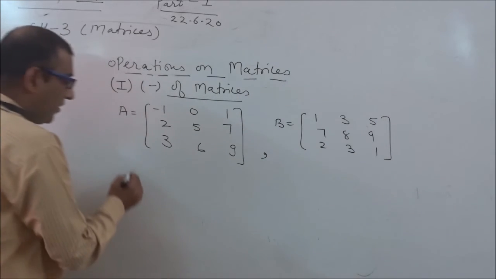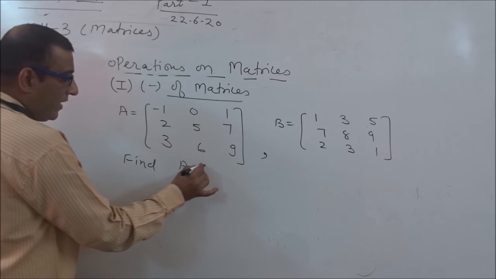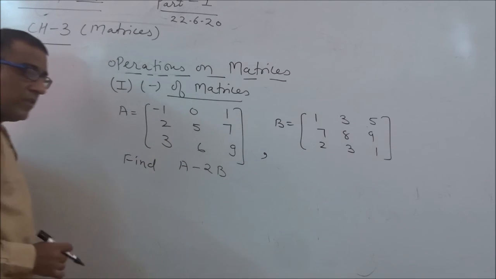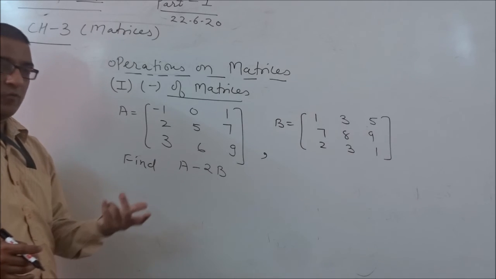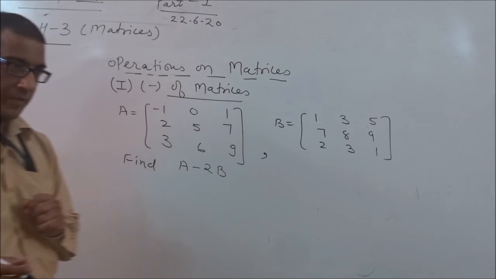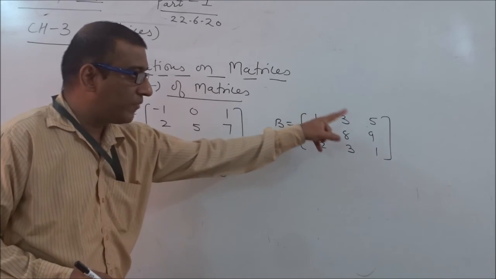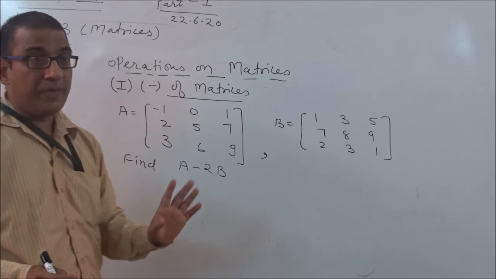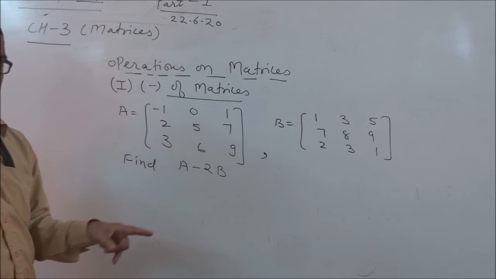Now my question is, we have to find A minus 2B. So first we have to go with 2B. What is the meaning of 2B? The meaning of 2B is we want 2 times this matrix B. It means we have to multiply this 2 by each entry present in the matrix B. So first we will calculate 2B, then we will go with the subtraction.